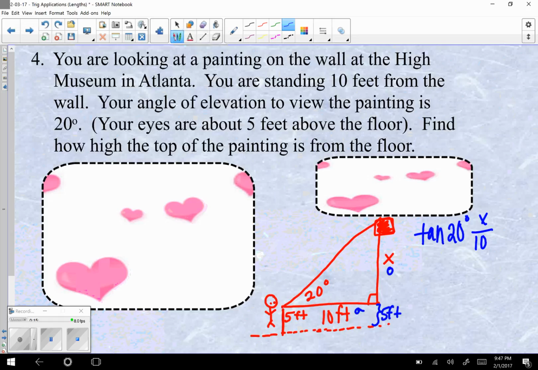Okay. We can multiply both sides by 10. I have left out my equal sign. I'm sorry, guys. Let me fix it. I can multiply both sides by 10.